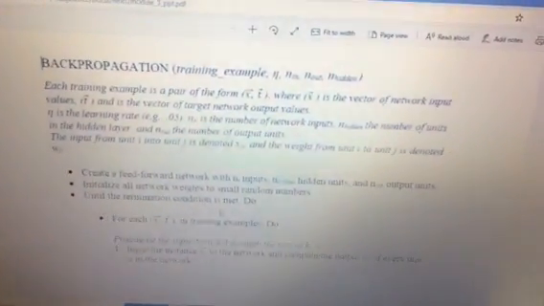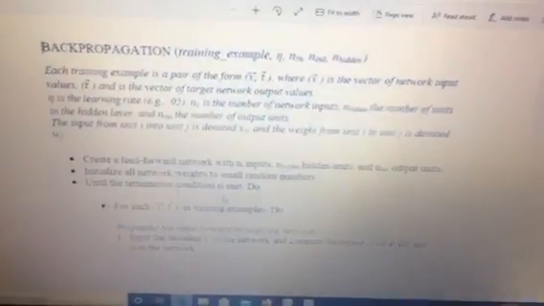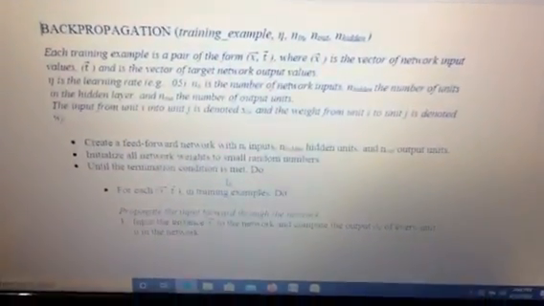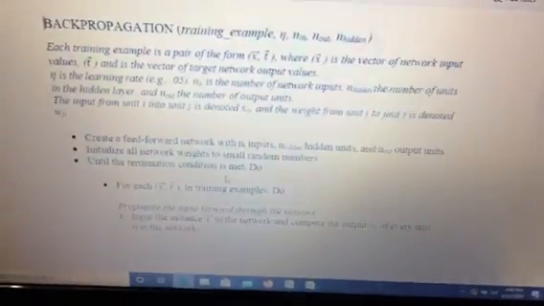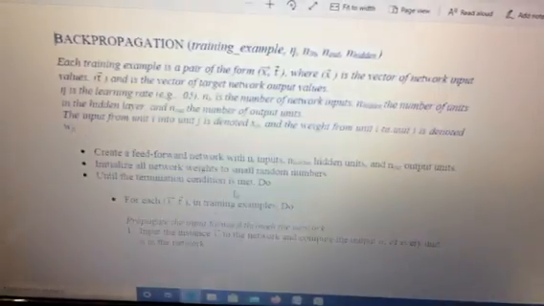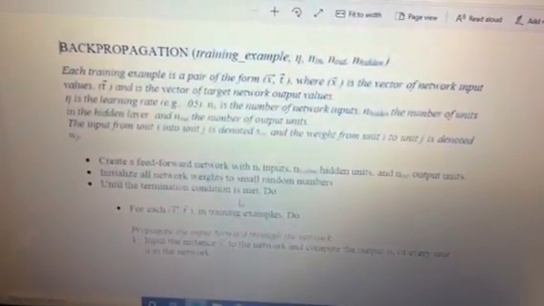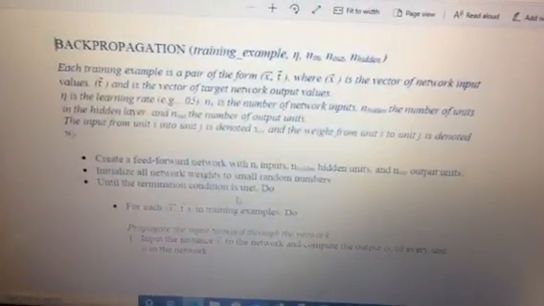So, the continuation of the backpropagation algorithm. How do we write a backpropagation algorithm? We have already seen how to write the gradient descent algorithm, and we have seen the stochastic gradient descent algorithm. Now the third algorithm that we are studying in this chapter, on artificial neural networks, is the backpropagation algorithm.